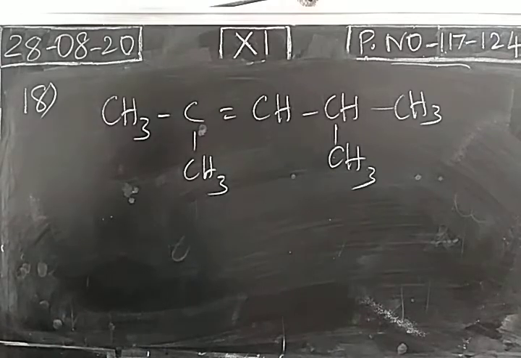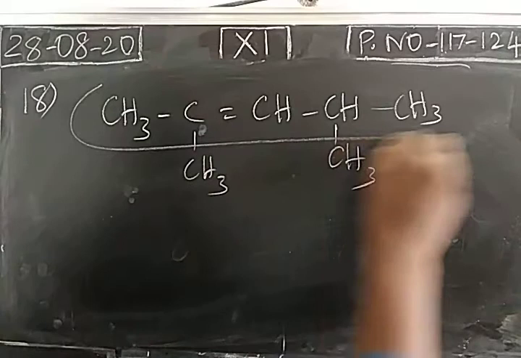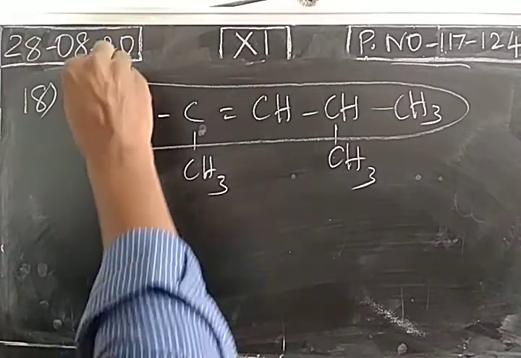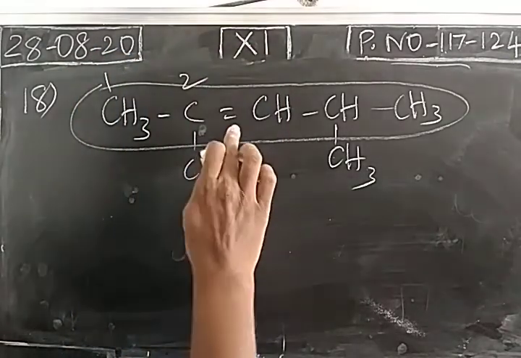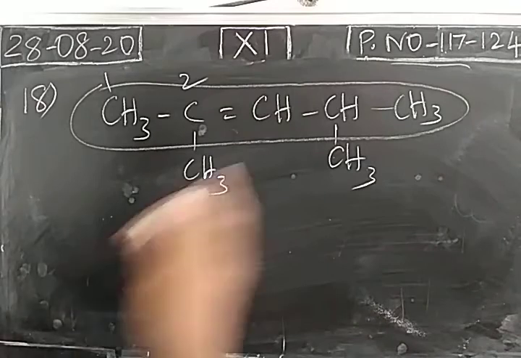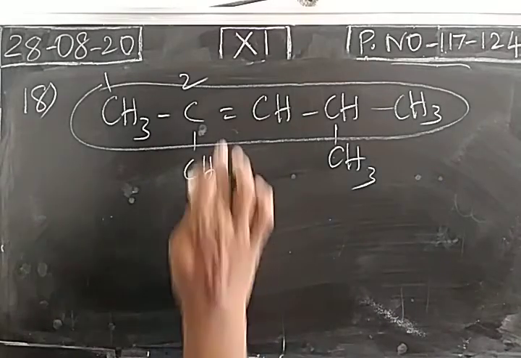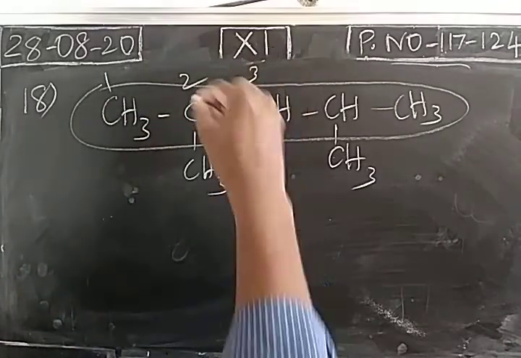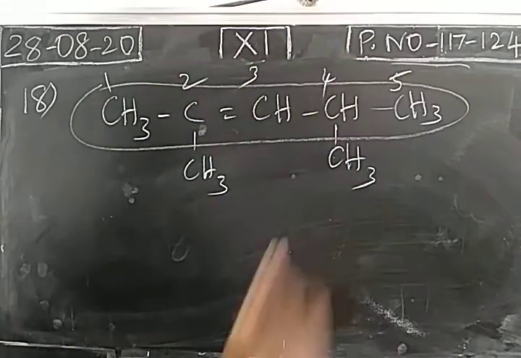Consider this alkene. Select the longest chain. This is the longest chain. How will you give numbers, left to right or right to left? Left to right, because here we have a double bond. We don't have any other functional groups, so this double bond will act as a functional group. So this should have the lowest number. Then only we will get the correct name.